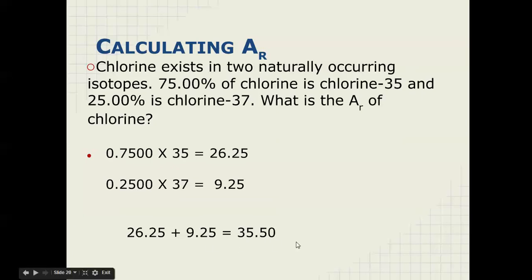Now, if you look at a periodic table, when you do this sort of thing, it should come out very close to what's on the periodic table. It might vary a little bit because of rounding and things like that, but it should be pretty close. And when I check the periodic table that I have here, it says chlorine's mass is 35.45. So we were pretty close at least.